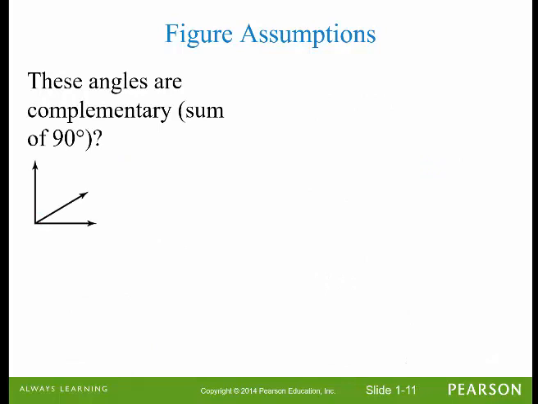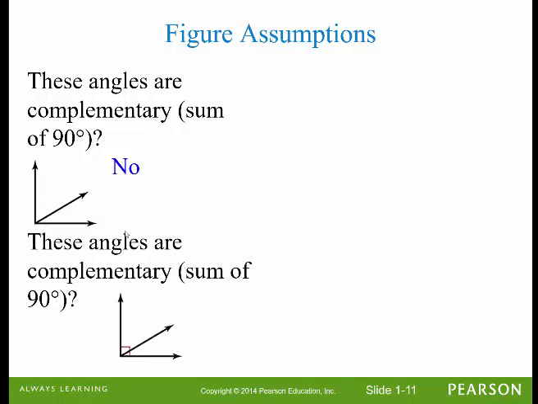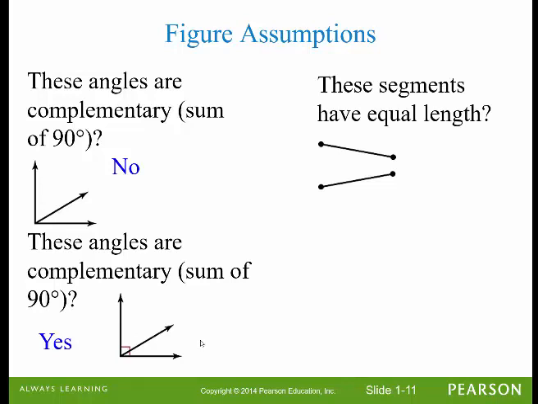All right, these angles are complementary. They sum to 90. What do you think? No, even though we might think it's not, because it doesn't have that rectangular box here. It tells us that's a 90-degree angle. So these angles are complementary. Yes, because they do have this angle and this angle here. When you add them together, you do get that 90-degree angle. So yes, they are.